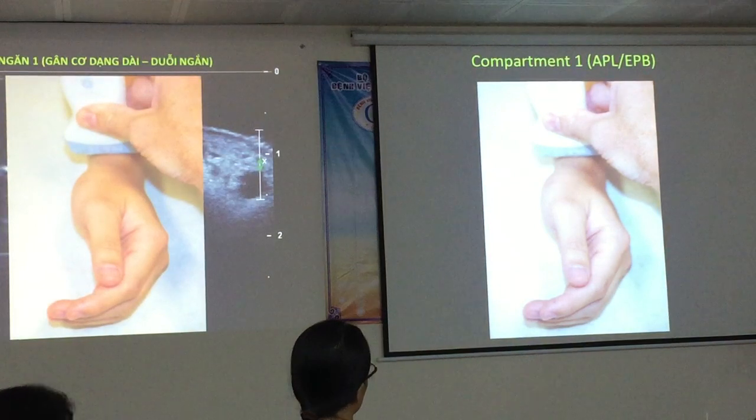So the procedure to image this is quite simple. I sit the patient on a chair beside the bed.